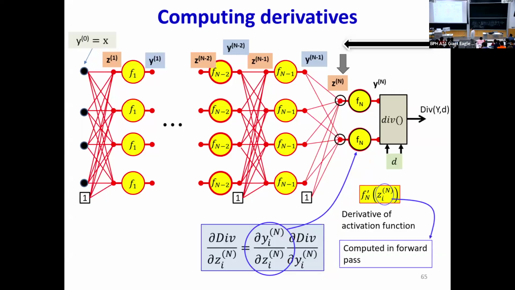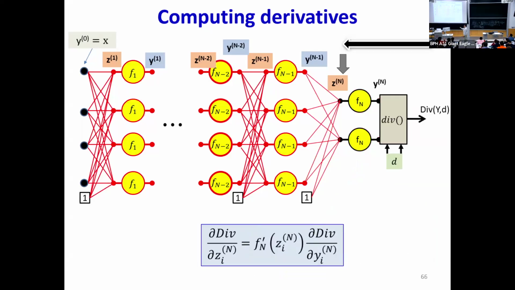And so because we computed the z in the forward pass, we know how to compute this guy, because again, the derivatives for the activation functions are simple formulae. We know how to implement them. And so I can just plug that in here.